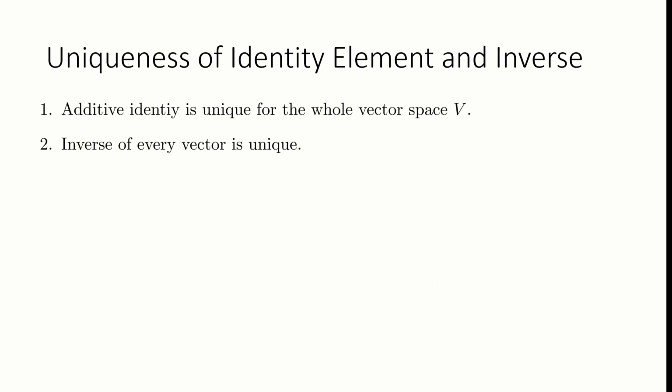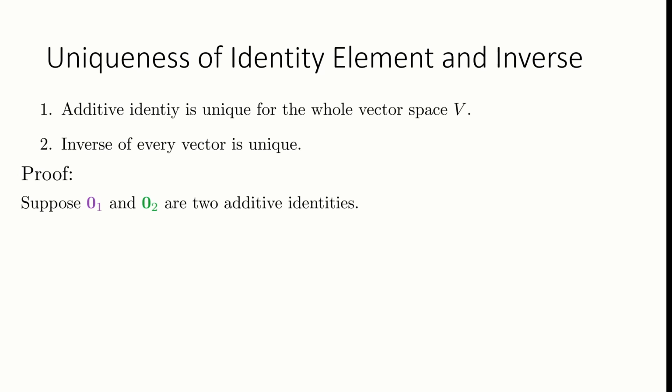In a vector space, the identity vector is unique. A vector space has only one identity vector. And secondly, every vector in a vector space has exactly one additive inverse. Let us prove these two statements. We start by assuming that a vector space has two identity vectors, and we will conclude that these two identity vectors are equal.